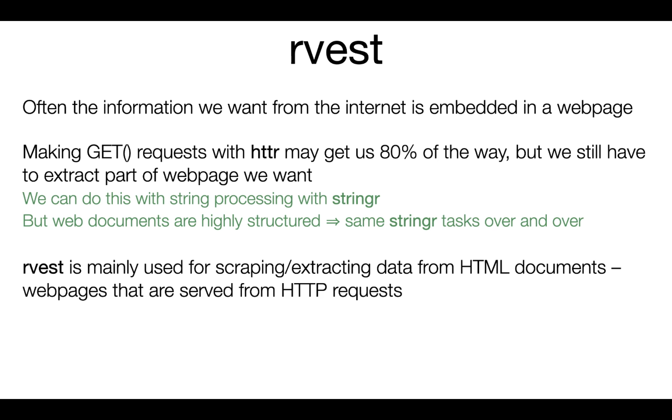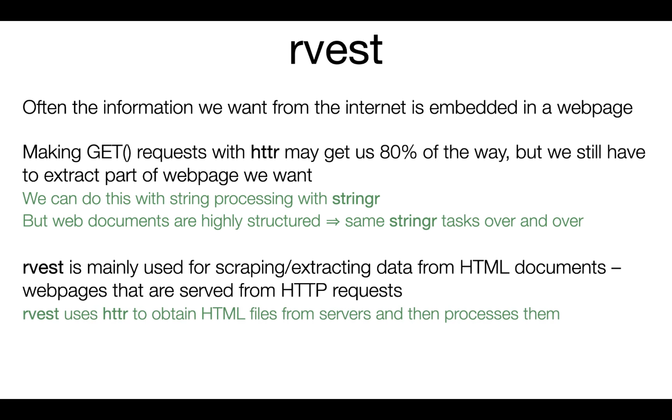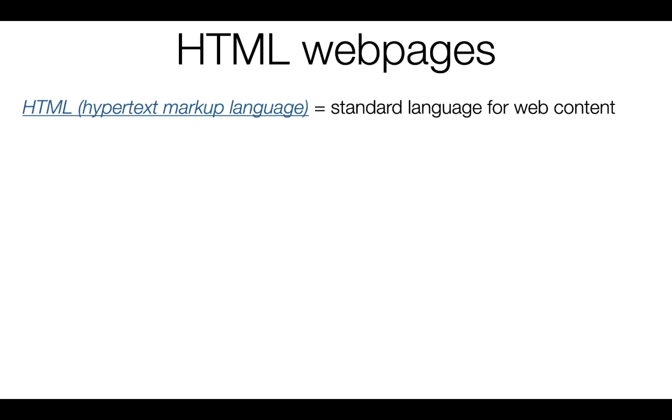rvest is mainly used for scraping and extracting data from HTML documents. It has some other features that I'll talk about at the end, but generally that's its purpose, to process web pages that are served over HTTP. So it's going to use httr to actually obtain those HTML files, and then it's going to process them itself using essentially a bunch of string processing. To understand how this works, we really need to talk about HTML.